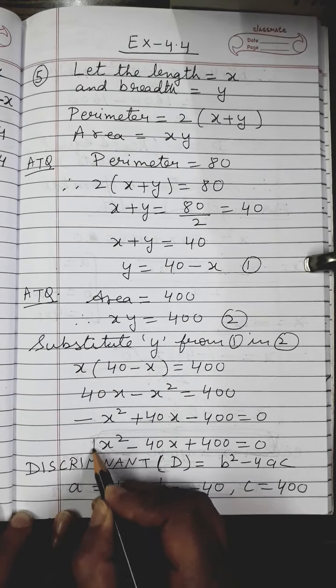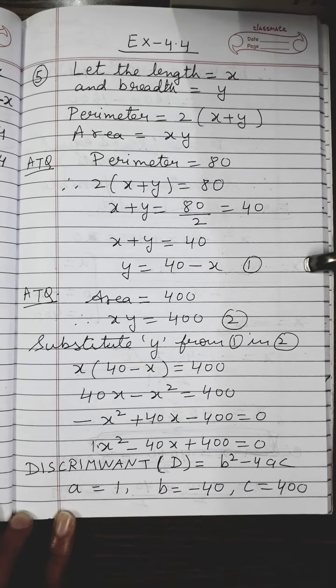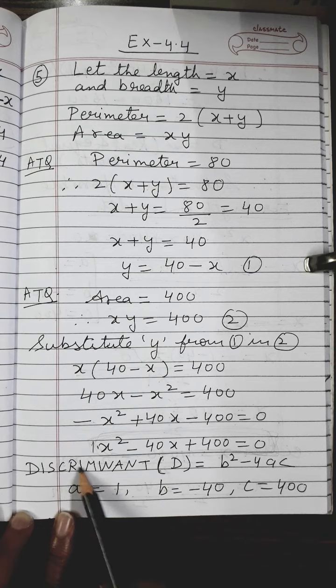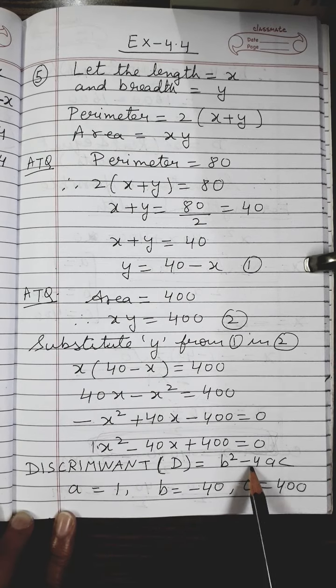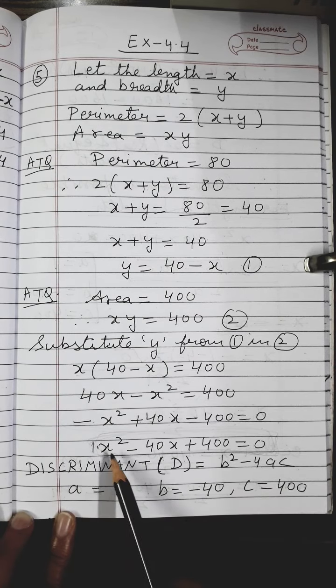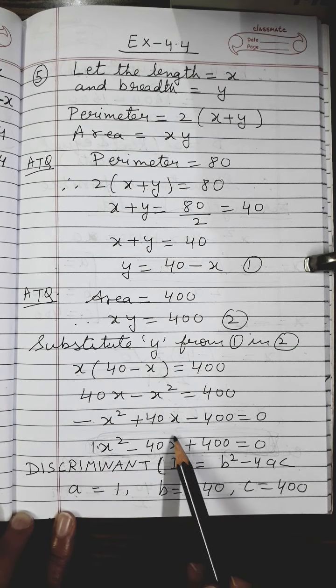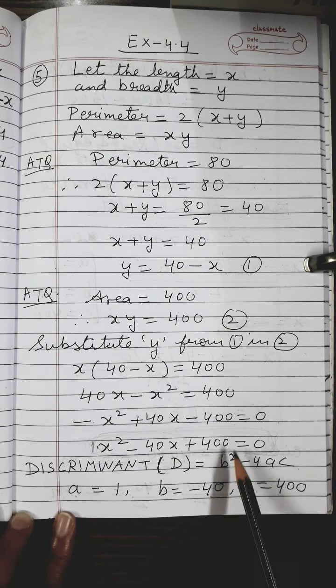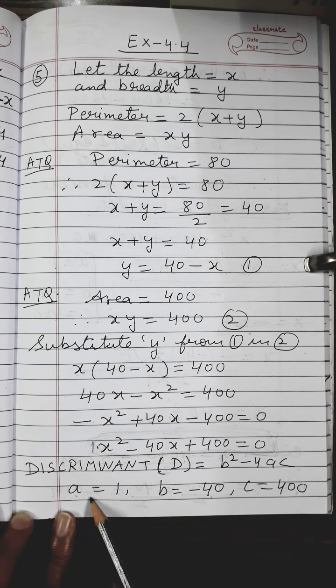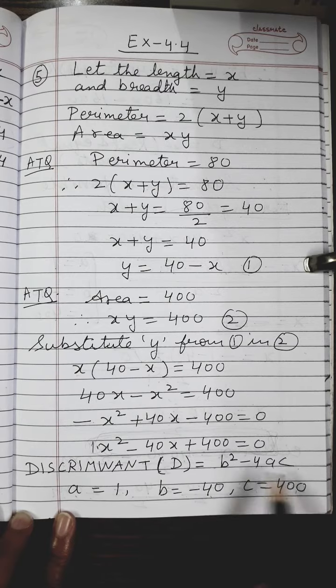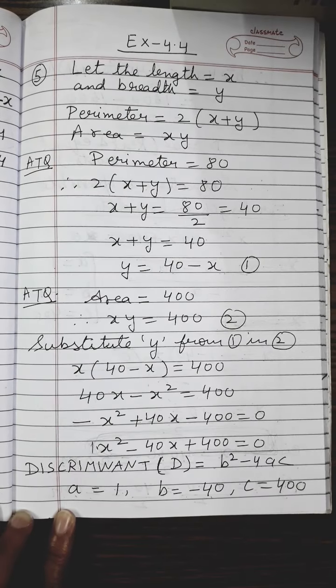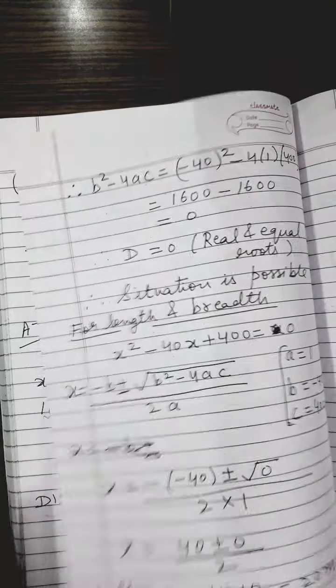From this quadratic equation, I will find out the discriminant. The discriminant formula is b square minus 4 into a into c. What is the value of a? Coefficient of x square. a is 1. What is the value of b? Coefficient of x, minus 40. What is the value of c? 400. So pick up these values a, b, c and substitute in the discriminant b square minus 4ac.